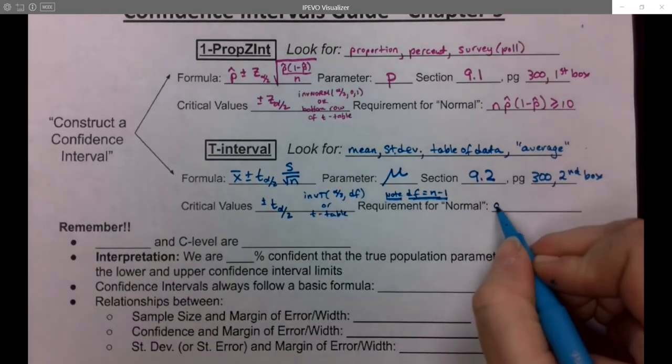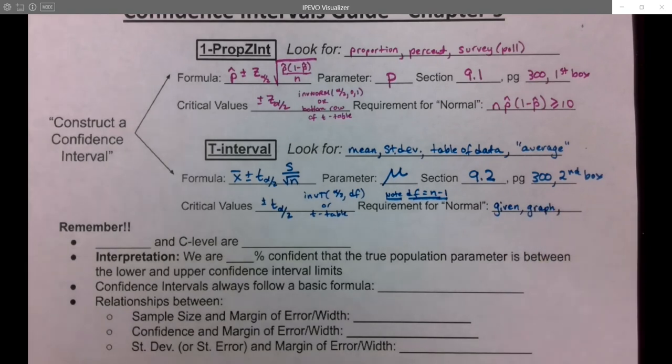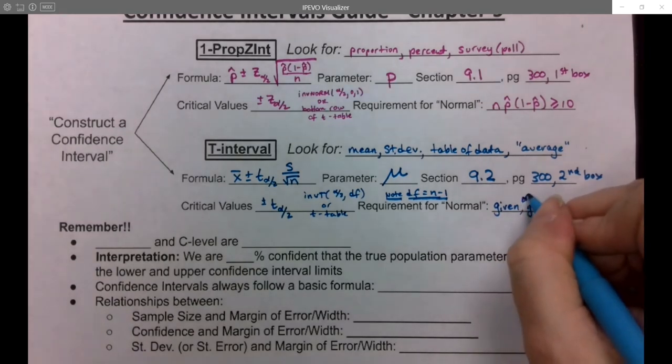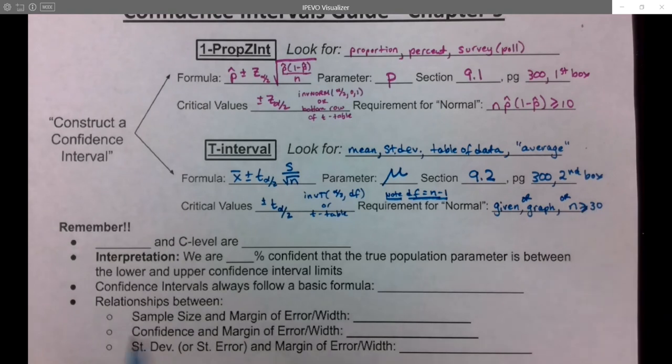So it could be given. It could be a graph, like a normal probability plot is the most common. Or it could be that n is greater than or equal to 30. That's an or equal to. So greater than or equal to 30.